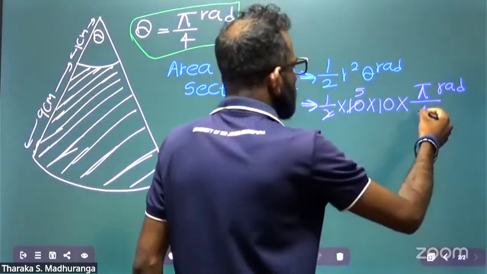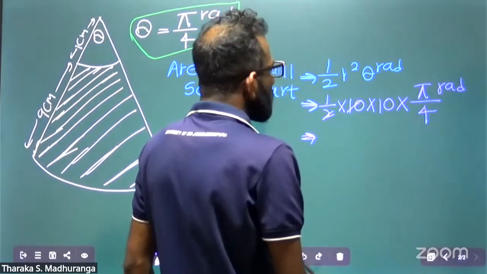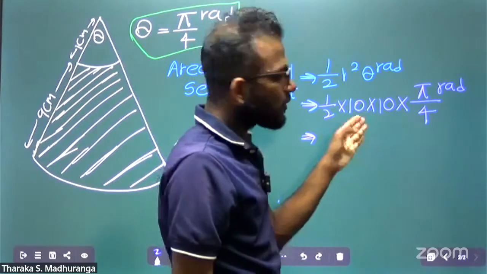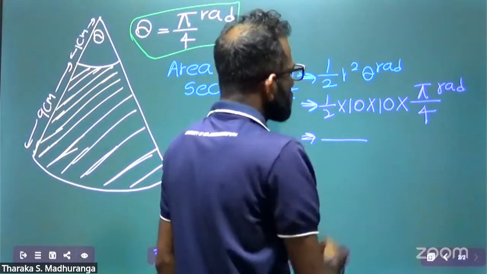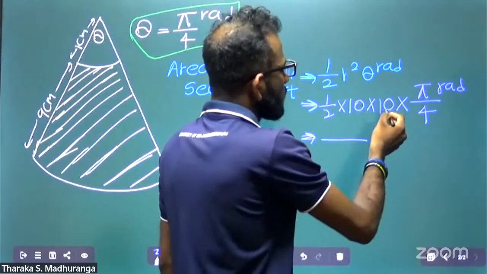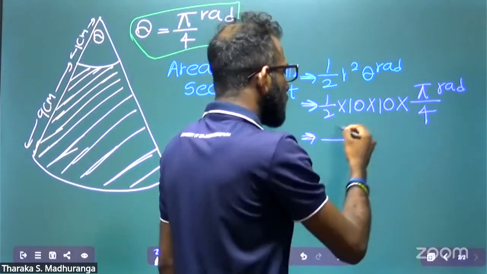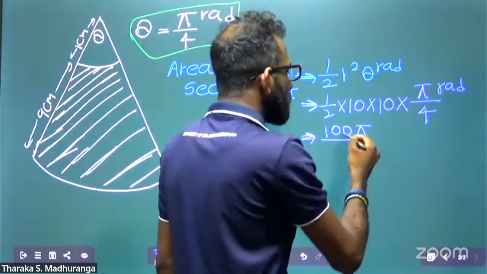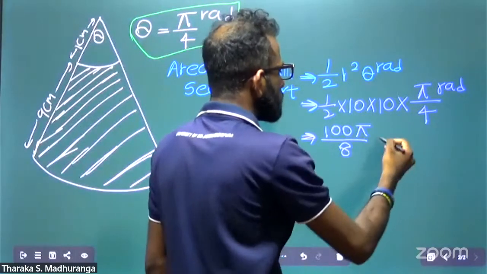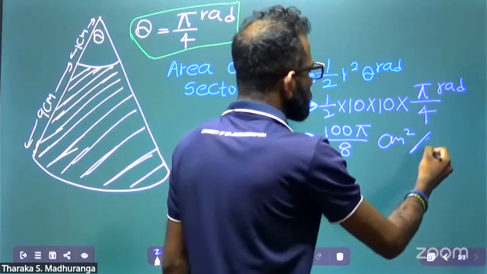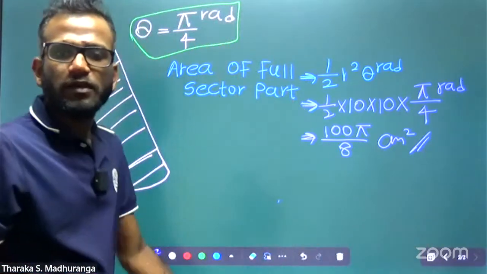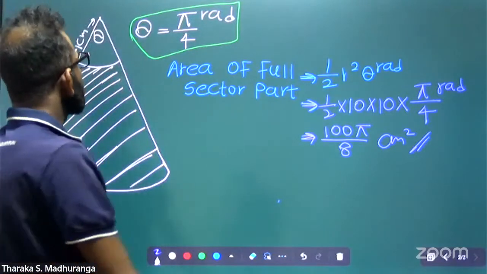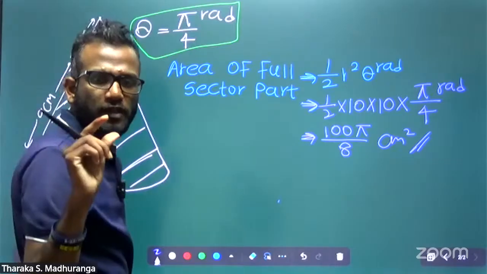It's better to divide by 8 as a fraction. Then 10 over 10, 10 into 10, 100, 105. 105 divide by 4 into 2, it is 8. This is the full centimeter square. This is the full area of the full sector. Okay, now you can get the unshaded small sector part area.